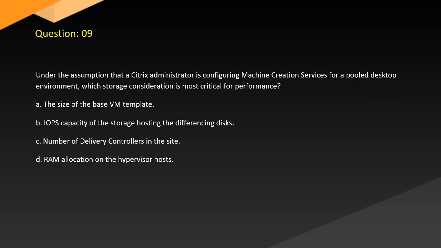Question 9. Under the assumption that a Citrix administrator is configuring Machine Creation Services for a pooled desktop environment, which storage consideration is most critical for performance? A. The size of the base VM template. B. The IOPS capacity of the storage hosting the differencing disks. C. Number of delivery controllers in the site. D. RAM allocation on the hypervisor hosts.